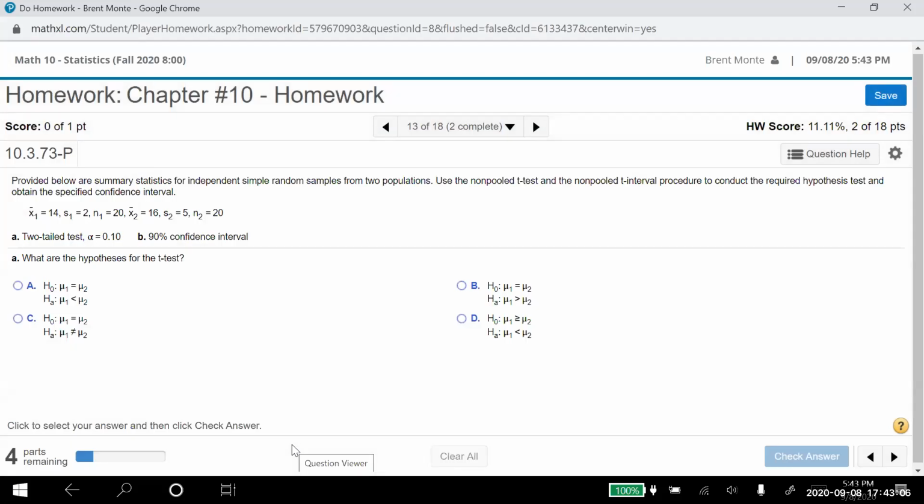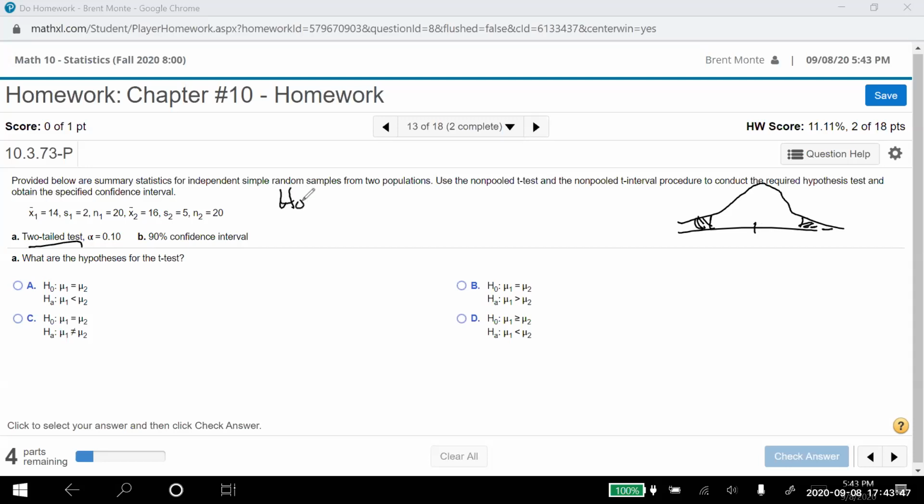All right, provided below are summary statistics for independent simple random samples from two populations. Use the non-pooled t-test and the non-pooled t-interval procedure to conduct the required hypothesis test and obtain the specified confidence interval. They tell us it's a two-tailed test. Remember, a two-tailed test means if I'm looking at my normally distributed population, I may be way over here or I may be way over here. Either of those is too far away. So it's a two-tailed test. It means it's not equal to the assumed means, and in this case, we're assuming they're equal.